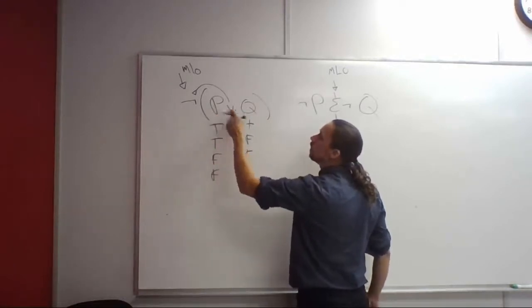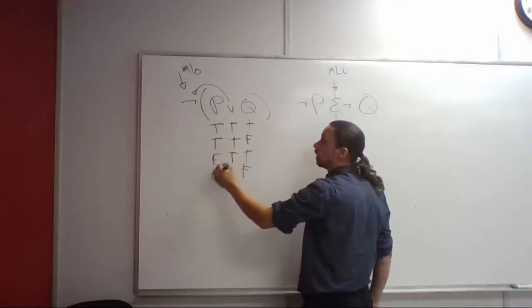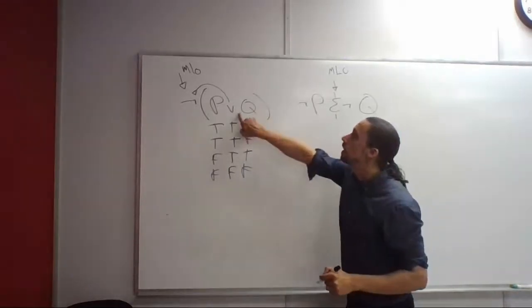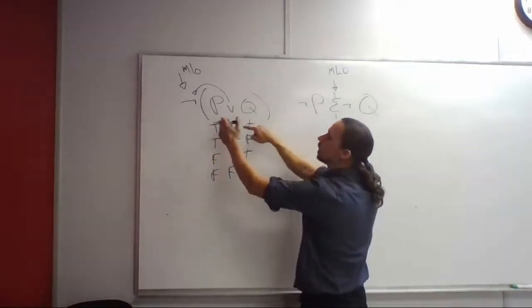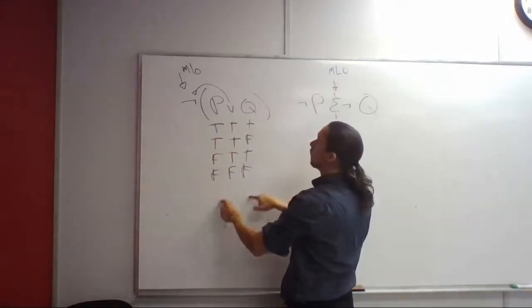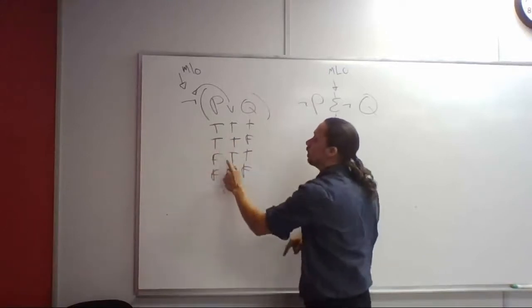P or Q: true, true, true, true, false, true, false, true, true, false, false, false. Because the value of the disjunction is a function of the value of its inputs. The truth table we've defined already says that this is just the regular disjunction truth table: true, true, true, false, false, true, false, false, false.